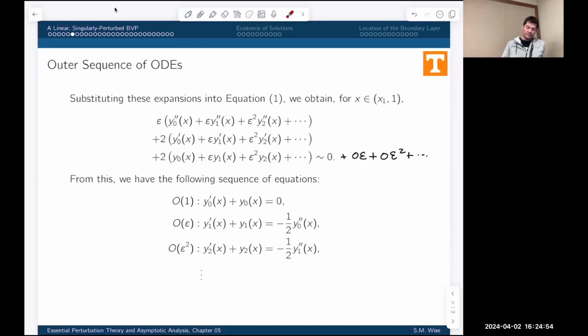So here's how this goes recursively. Once I know y0, then I can compute y1 knowing y0. Once I know y1, I can compute y2 knowing y1. That's the recursive nature of improving these terms or gaining more terms in this asymptotic power series expansion. Are there any questions about building this sequence of equations?